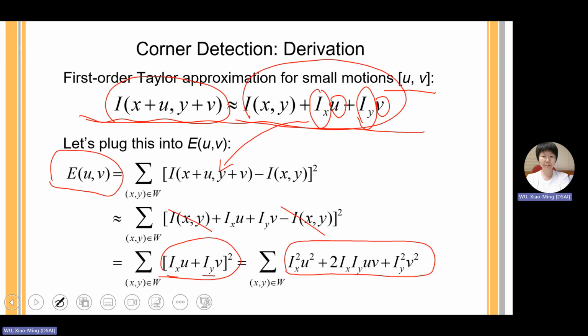If we expand this, it can be computed like this. For any pixel, (x, y) represents the coordinate of the pixel within this window. For any (x, y), we need to compute its x derivative: the square of the x derivative times u squared, Ix times Iy, the x derivative times the y derivative, and the square of the y derivative.